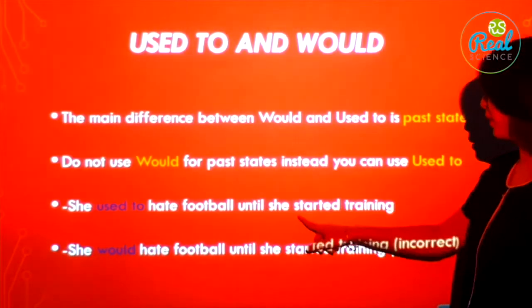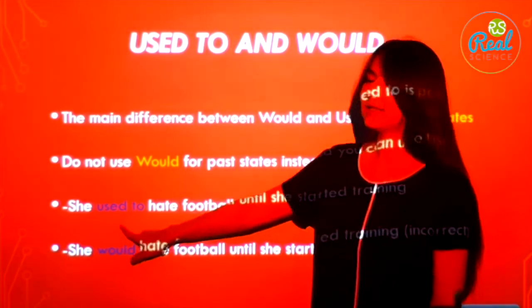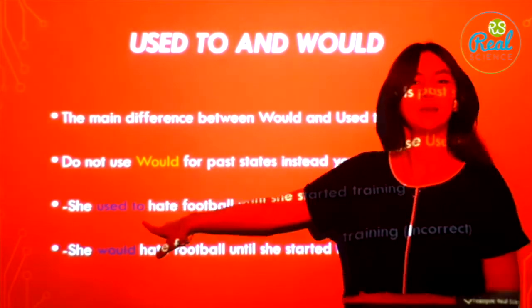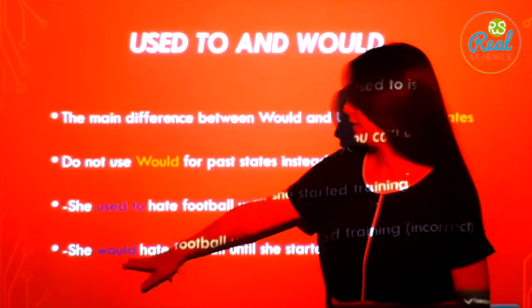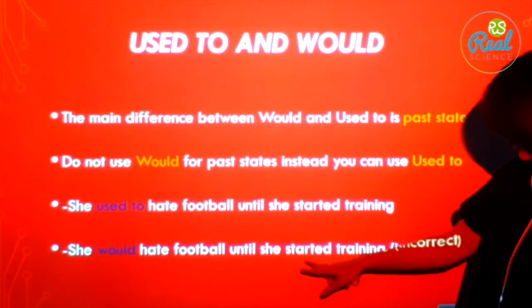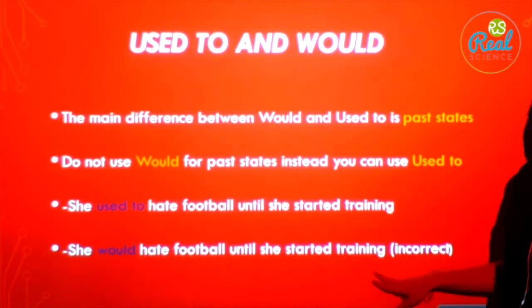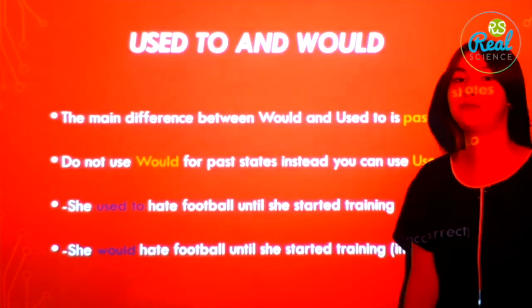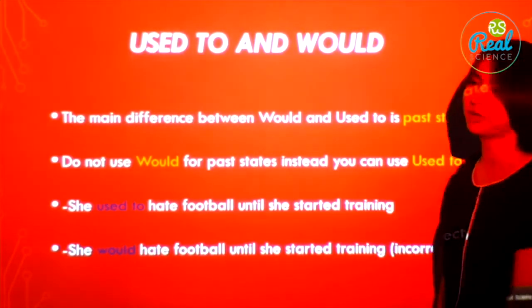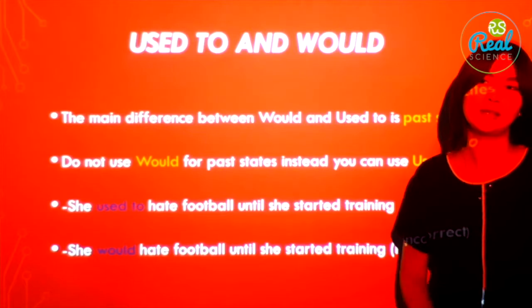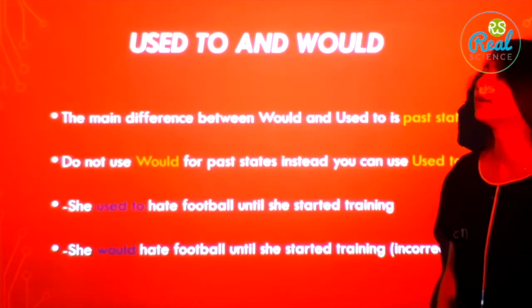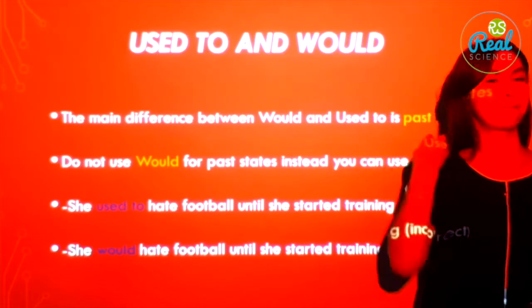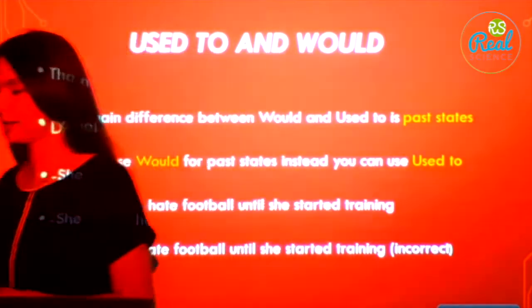So let's look at the example. She used to hate football until she started training. This is the correct sentence. Here we use used to plus a state verb. Next, look at this one. She would hate football until she started training. This is an incorrect sentence. Good job. You cannot use would with stative verbs. This is the main important difference. For past states, it is not possible to use would. No questions? No. Okay, let's continue.